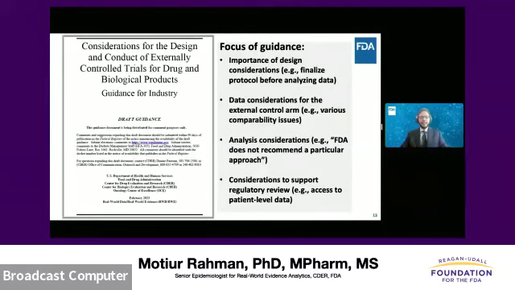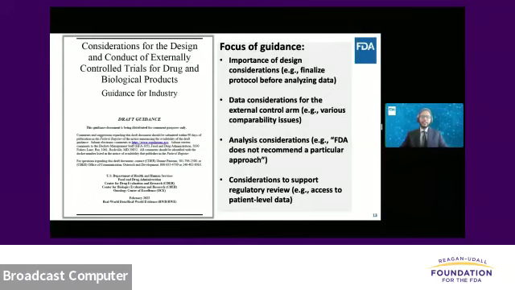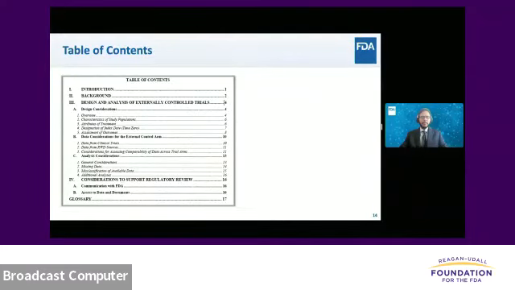So this is the summary slide. The focus of the guidance is to study the importance of the design considerations, such as to finalize the protocol before analyzing data, data considerations for the external control arm, that is various comparability issues across the trial arms, analysis considerations. So point to be noted, FDA does not recommend a particular approach, and these are decided on a case-by-case basis, and considerations to support regulatory review, for example, access to patient-level data. Next slide, please. This is an excerpt from the table of content. Next, please.